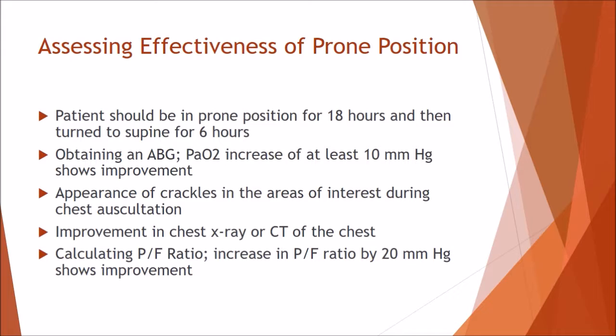And we're going to calculate the PF ratio; an increase in the PF ratio by 20 millimeters of mercury would show improvement. The patient should also be in prone position for 18 hours and then turned to supine for 6 hours.